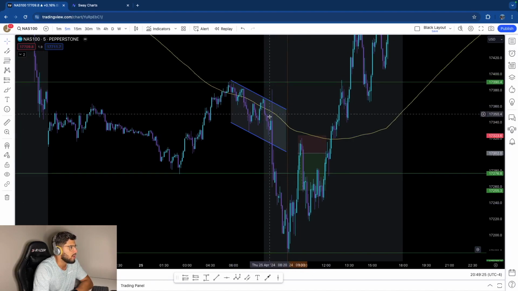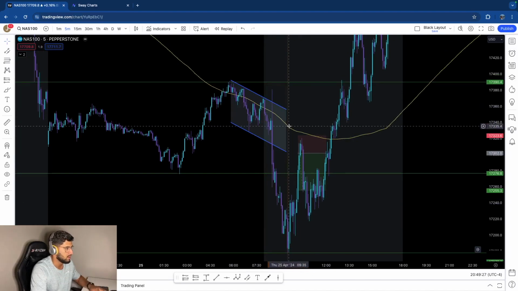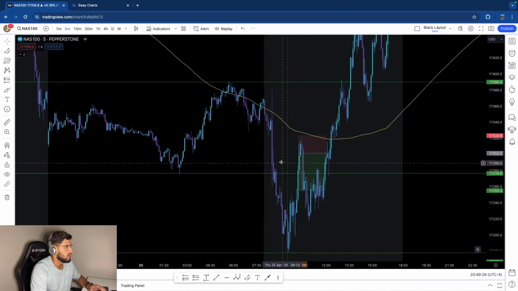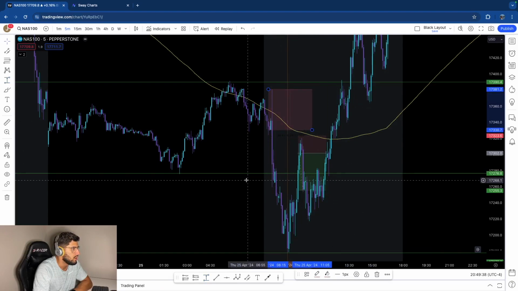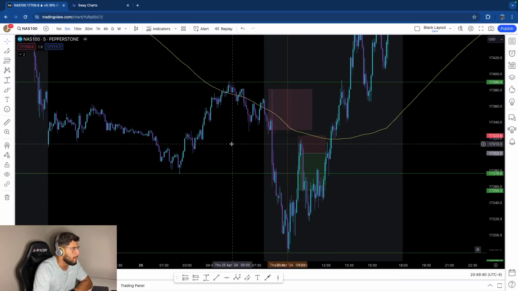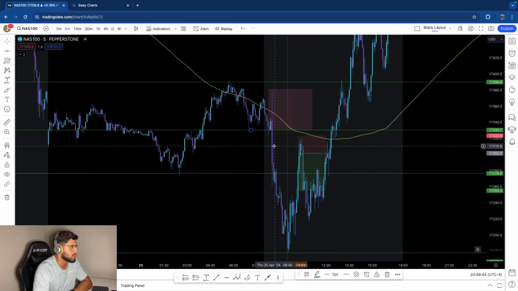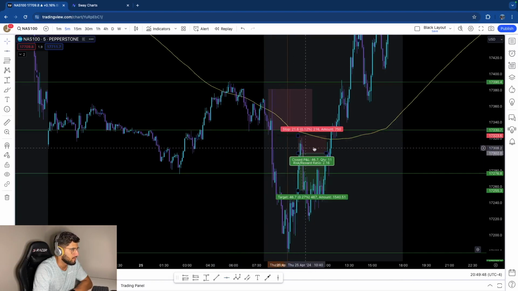Okay, so it broke this structure right here, and then it created a supply zone. Where's the supply zone? Right here. This is a huge supply zone. It never made it to that supply zone, but it did make it basically to where market broke structure, okay, right here. And it filled this gap right here.